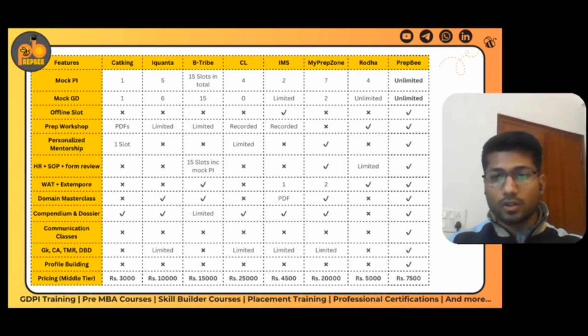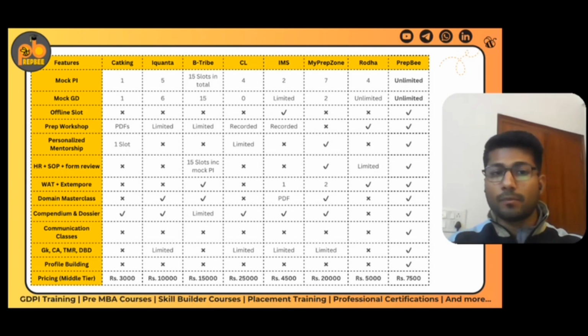Then preparation workshops. So as you can see, CATKing just gives you PDFs, then iQuanta, BTribe, all of these are very limited. Then when it comes to CL and IMS, it is pretty much recorded. But when it comes to PrepBee and Rodha, they provide preparation workshops, be it in terms of anything that is very much important for your preparation, right?